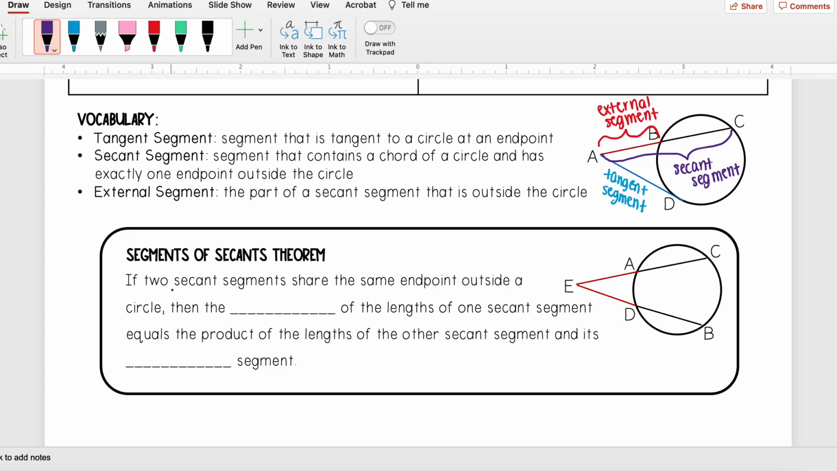And so this theorem tells us that if two secant segments share the same endpoint outside a circle, so I see here that EC and EB are both secant segments because they contain the chord and their endpoint is outside of a circle. And I see here they're both intersecting at E. This theorem tells us then the product of the lengths of one secant segment equals the product of the lengths of the other secant segment and its external segment.